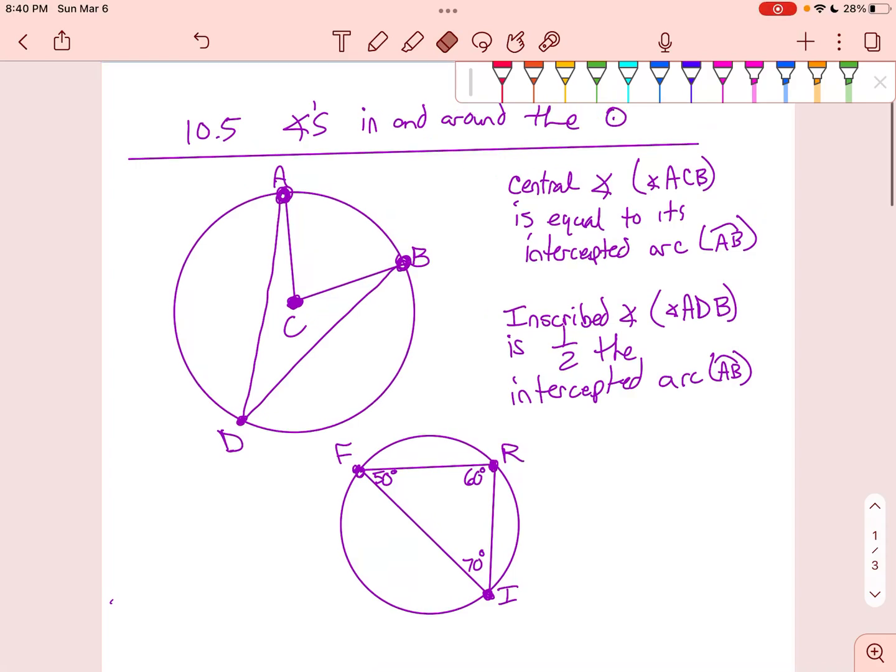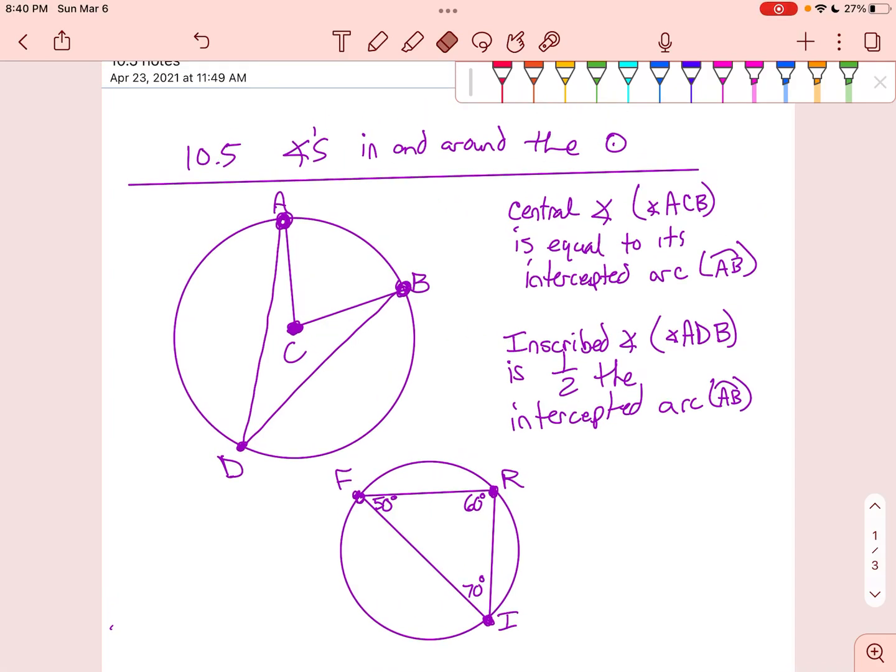So 10.5 is all about angles in the circle. The ones that we've talked about so far, so we've talked about central angles. Angle ACB is referred to as a central angle, and that is equal to the intercepted arc. So again, let's say this arc is 80 degrees. I know this central angle is also 80 degrees.